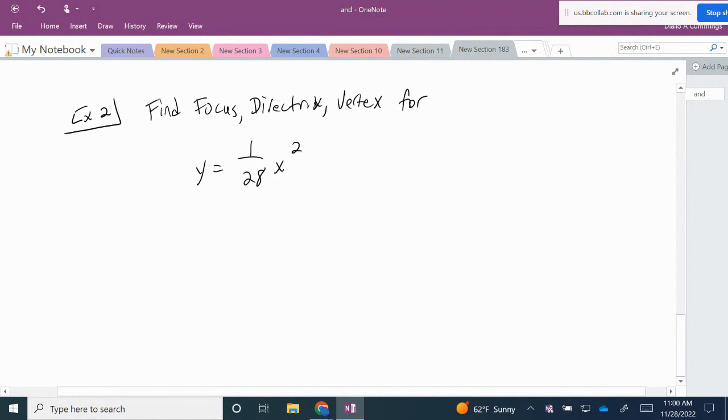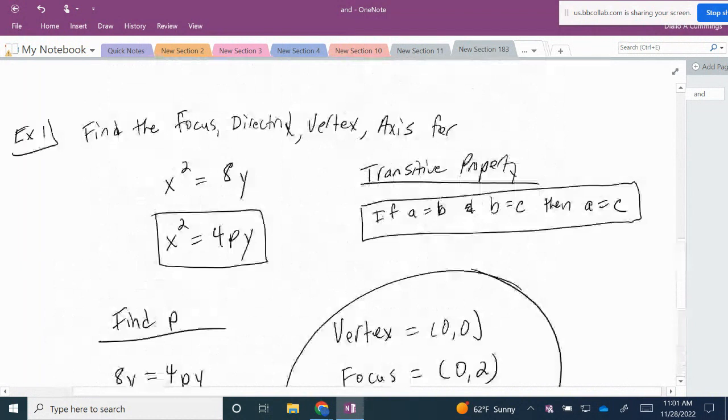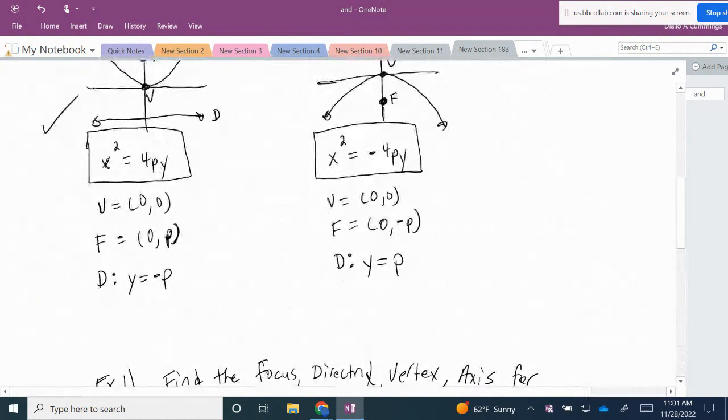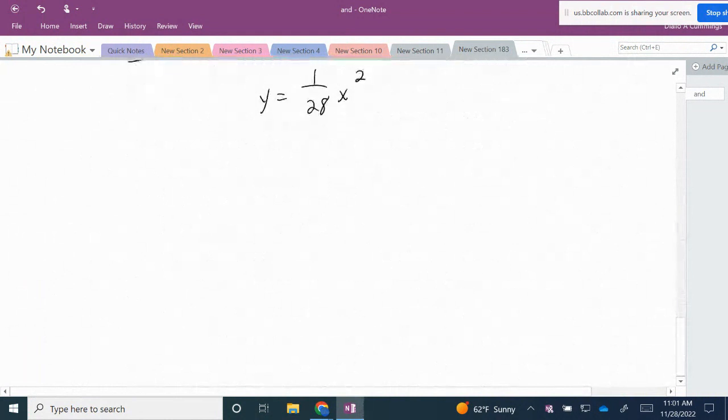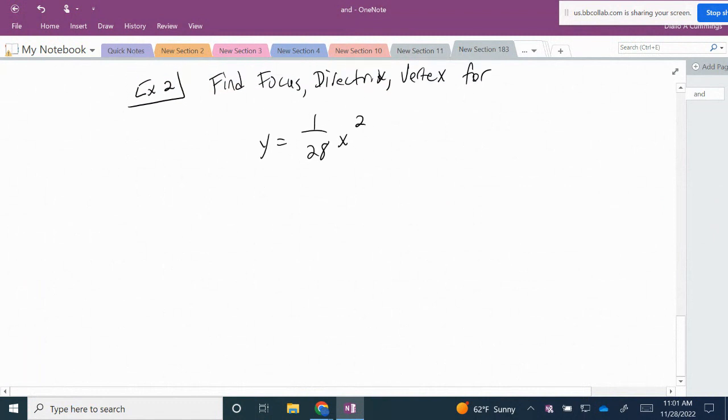Okay. So first off, we have to find a model form. So in order to find your model form, the first thing I notice is that my x variable is squared. Since my x variable is the only variable that's squared, there's two possible model forms. Right? X squared is equal to 4py and x squared is equal to negative 4py. So the model form we're going to use is x squared is equal to 4py. The first thing I'm going to do is put this in standard form.